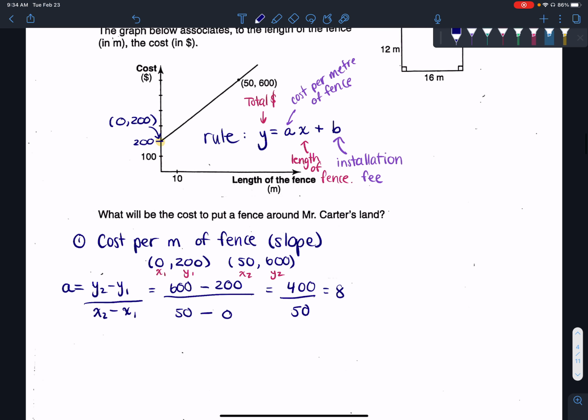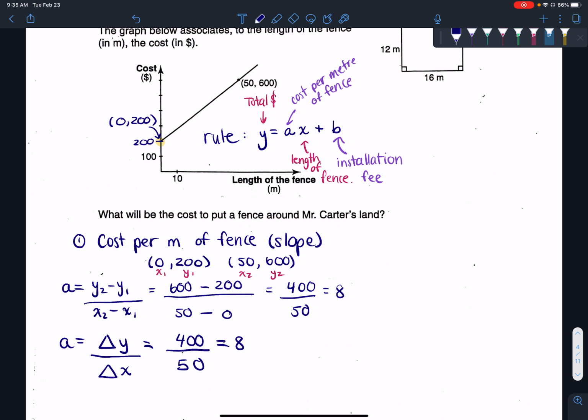You can do it like that, or since you have a graph, you can just look at change in y over change in x. Over here, we're looking at change in y, so what is the vertical change? You go from 200, 1, 2, 3, 4 to 600. So your change in y is 400, positive 400 because you went up. And then your change in x, that would be going from this 0 over to this 50. So horizontally, you went to the right by 50, which is positive, equals 8.